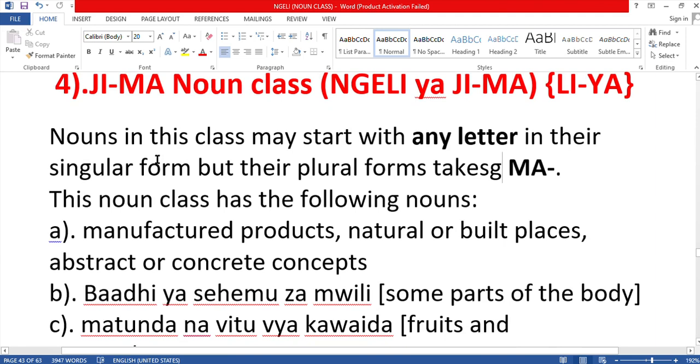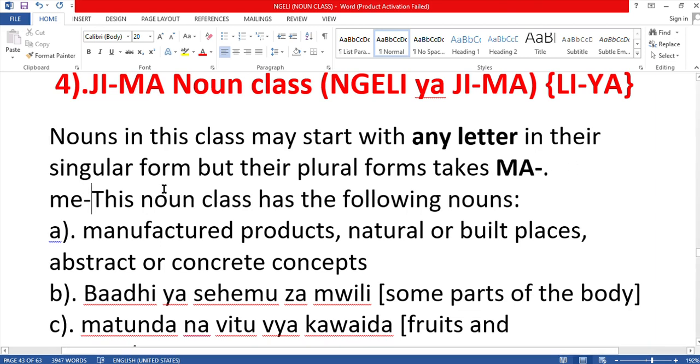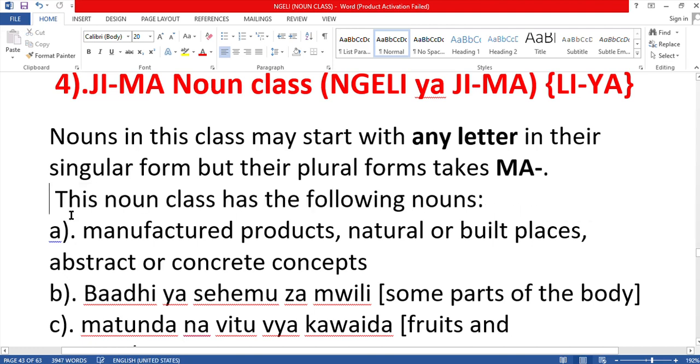Nouns in this class may start with any letter in their singular form, but their plural forms take the prefix ma, though some may take the prefix me. But mostly they take ma in the plural form. We will see one example for this me. They are very rare.